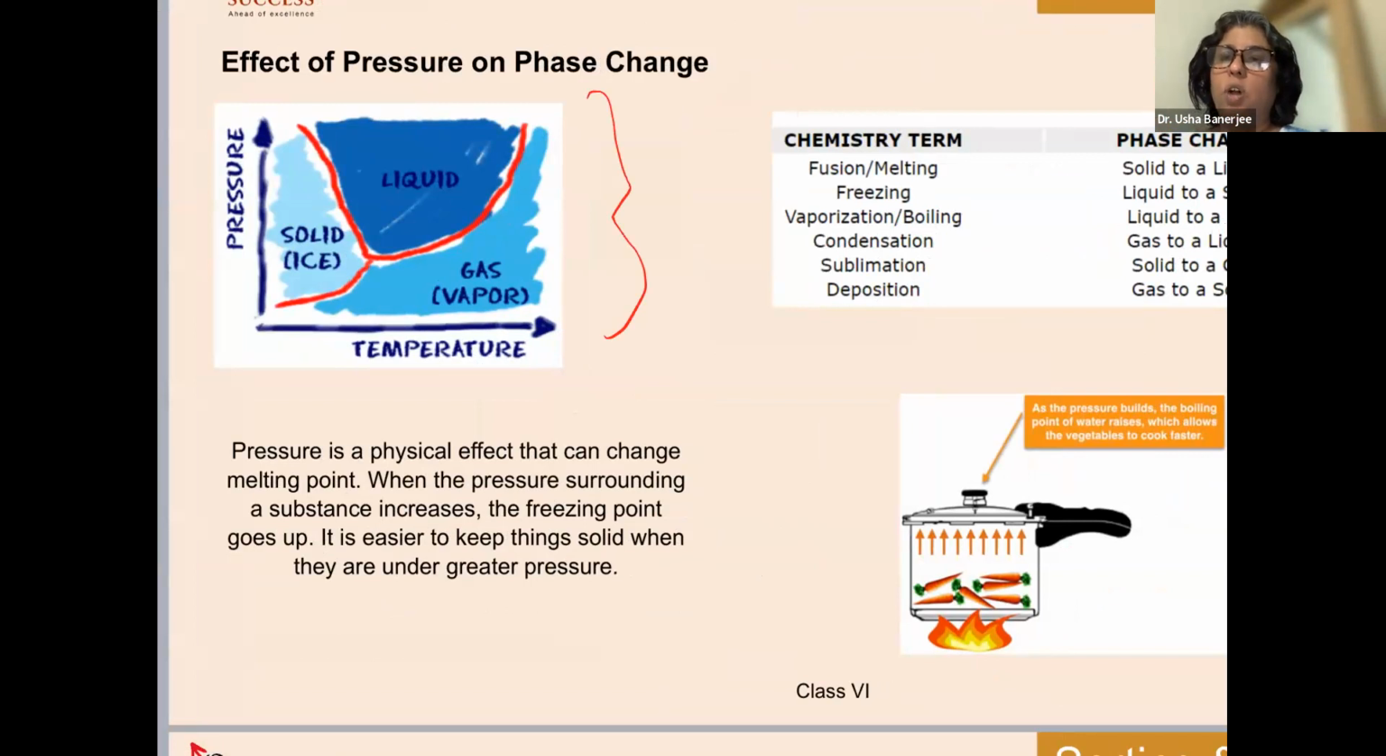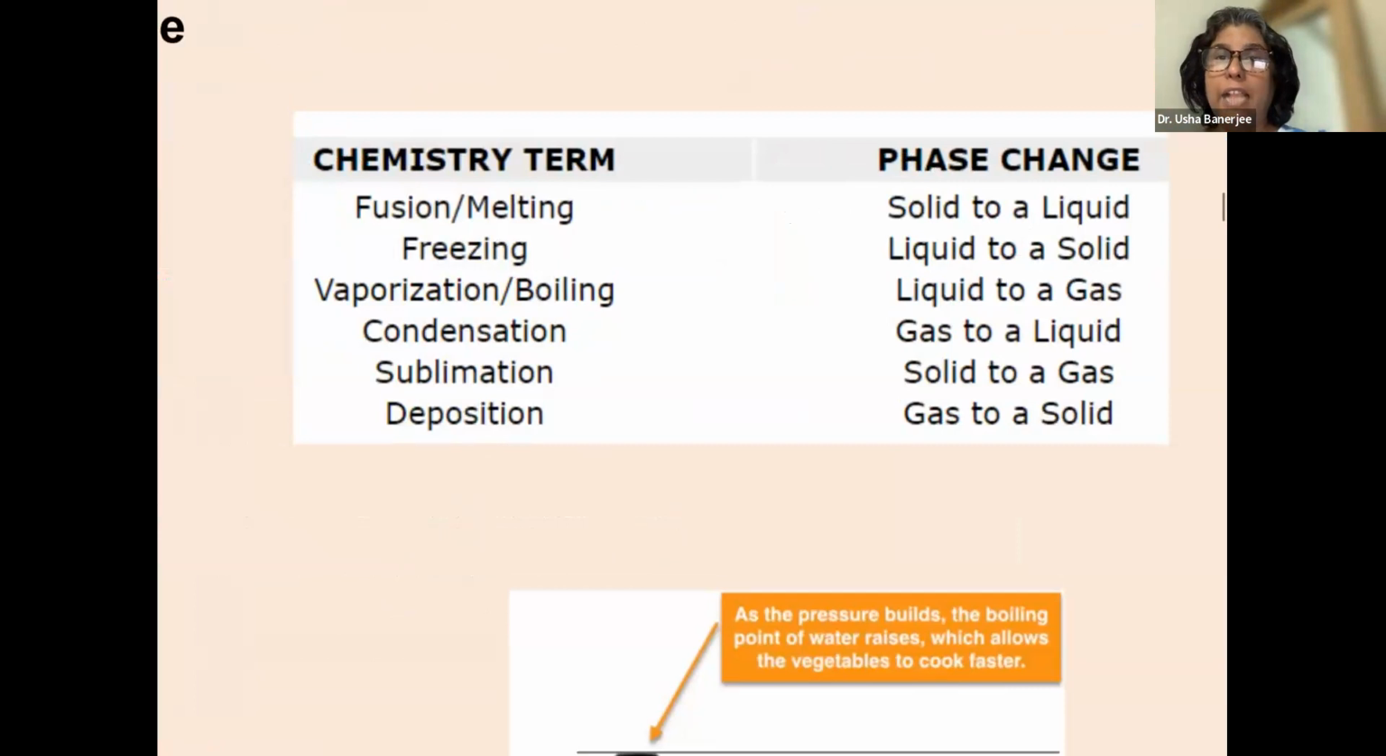Okay. So, and now you know only boiling and evaporation. Actually, these are all the phase changes happening. Fusion or melting is when solid changes to a liquid. Freezing is when liquid to a solid. Okay, then we have vaporization, liquid to gas, condensation.